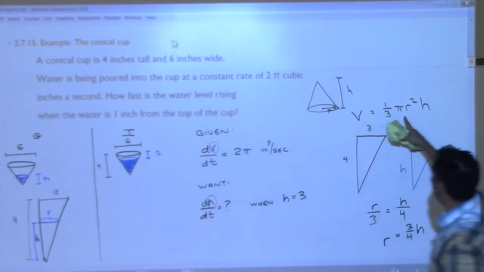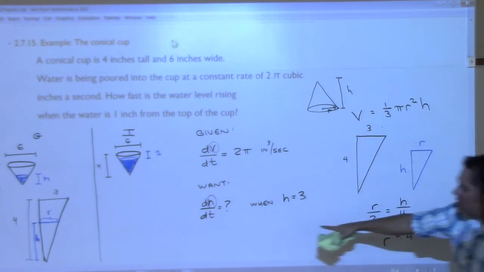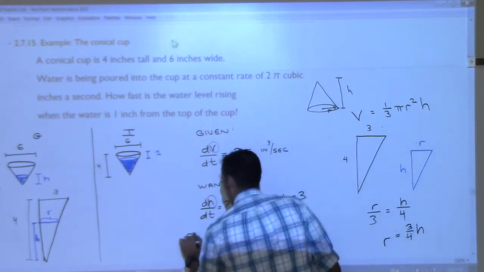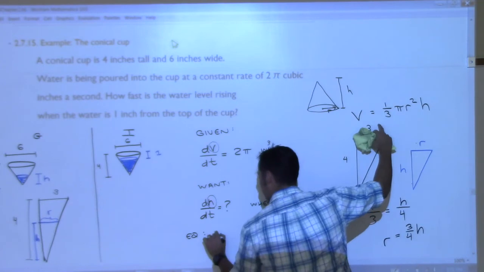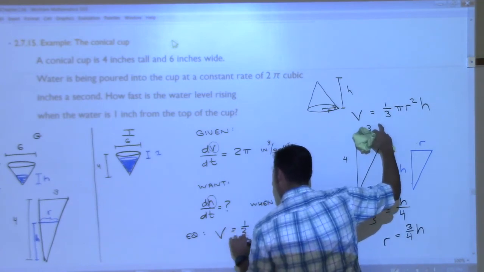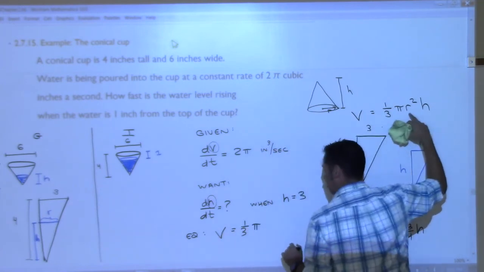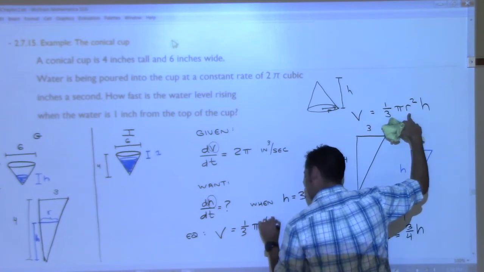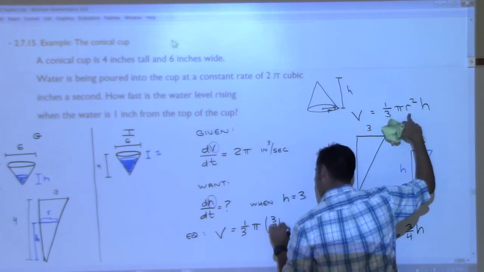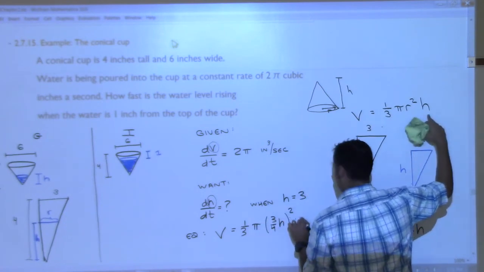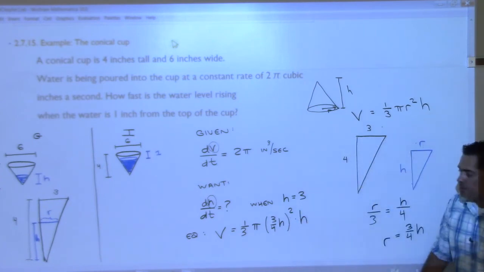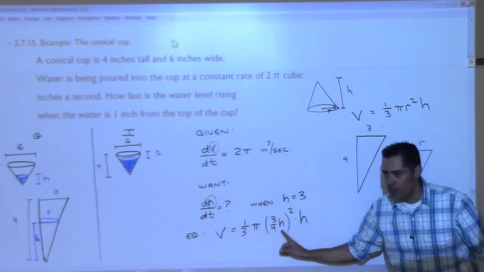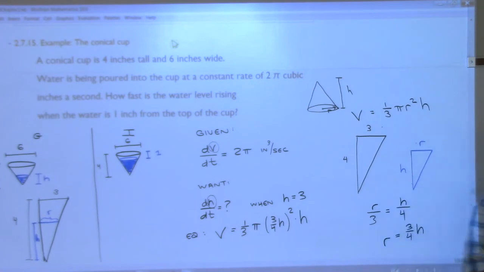So I can now go back to my volume formula, because remember, I want an equation here. And my equation that I'm going to use is V equals 1/3 pi, but what's R for us? 3/4 H squared times H again. So there you go, 1/3 pi R squared H. Let's go ahead and square that.